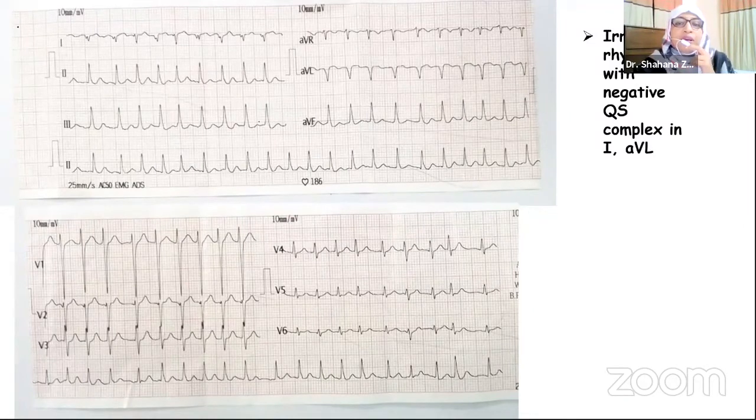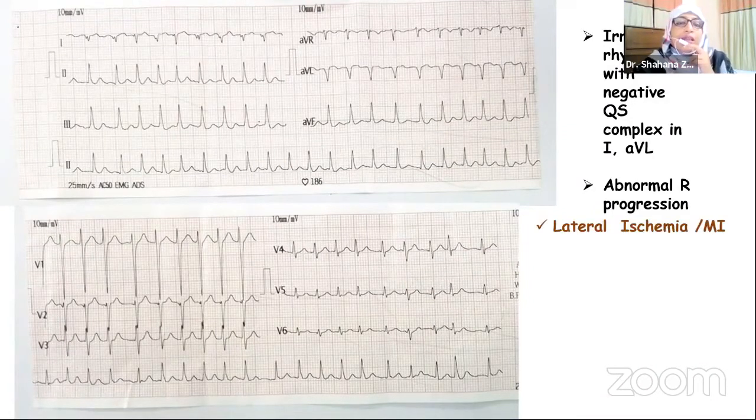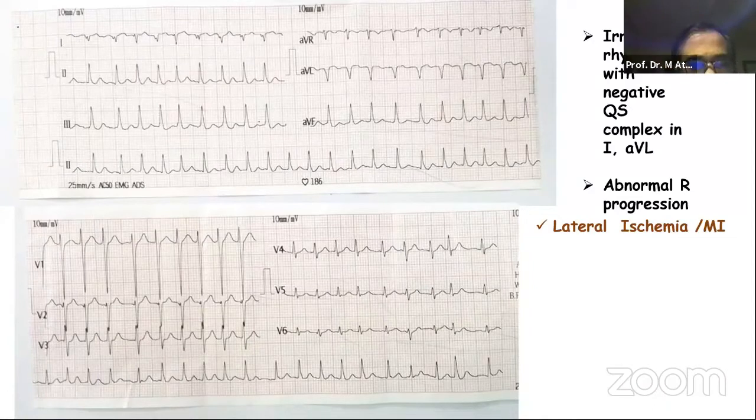First of all, the rate is irregular and there is a negative QRS in 1 and AVL. Then the progression of R wave is abnormal in V1 to V6. And now my question to the expert panelists: what should be the diagnosis on seeing this ECG? Shahana, did you do the physical examination of this patient?